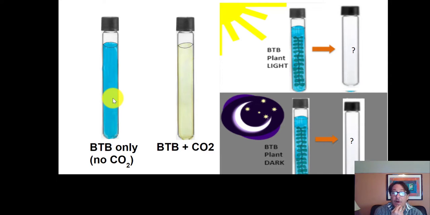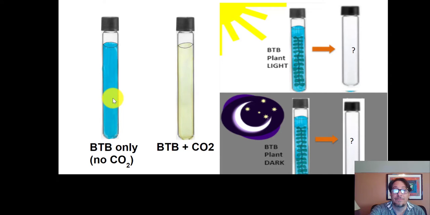What might happen? Well, carbon dioxide is the product of cellular respiration. So if something's doing respiration, we're going to see that the water will turn yellow in the tube if it's just doing respiration. Now, photosynthesis has carbon dioxide as a reactant, so it goes into the reaction. So maybe if plants are doing photosynthesis, they're taking carbon dioxide out of the water, even if when they do respiration, they're putting it in.